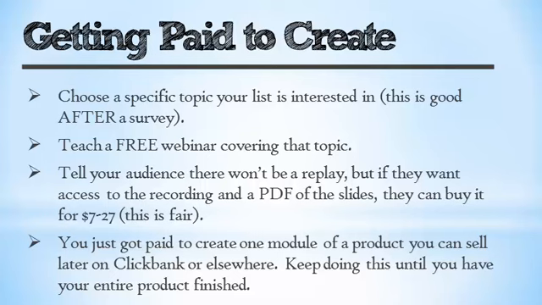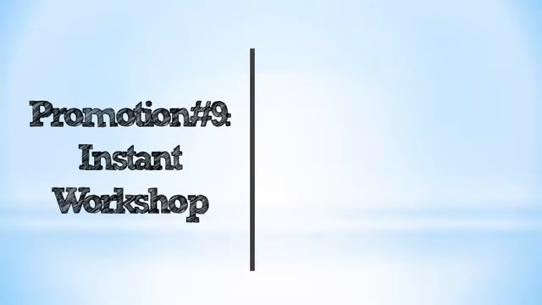So what you can do is take the replay of that webinar, the recording of that webinar, and that can be the first video in the course that you're creating. So just do that every week for 6 weeks, and you've got a 6-video course that you just got paid to create. This is really, really easy to do, and you can keep doing it until you have your entire product finished. Then you take the 6 replays and you bundle them together into a product that you can then work into your follow-up sequence using any of these promotions I just gave you.